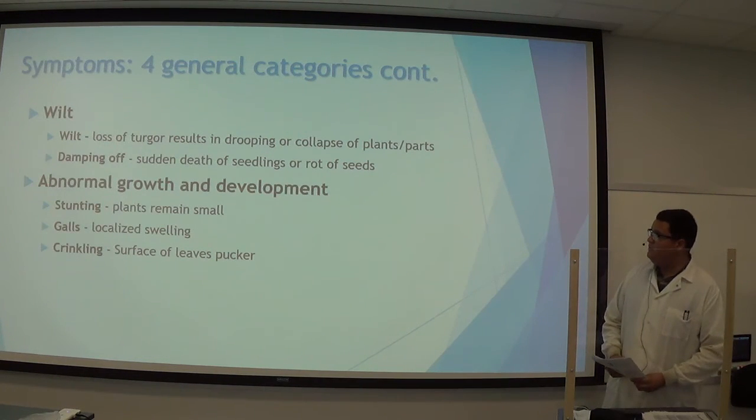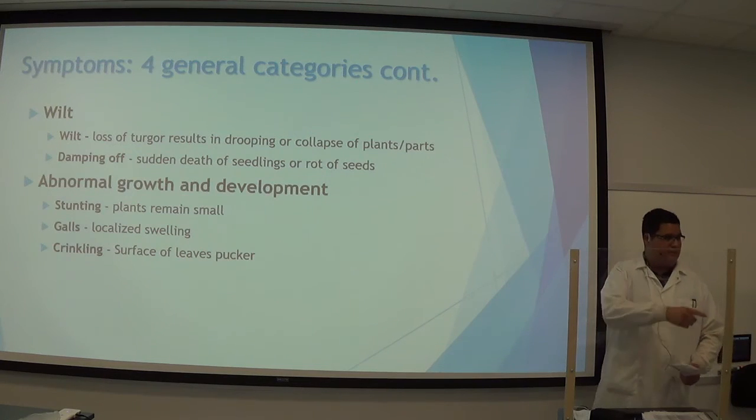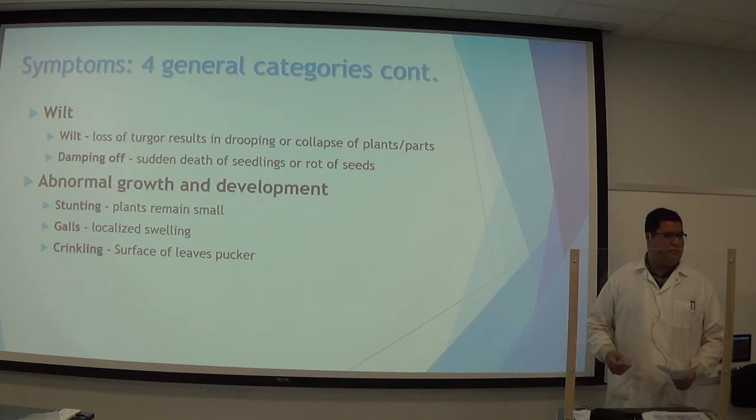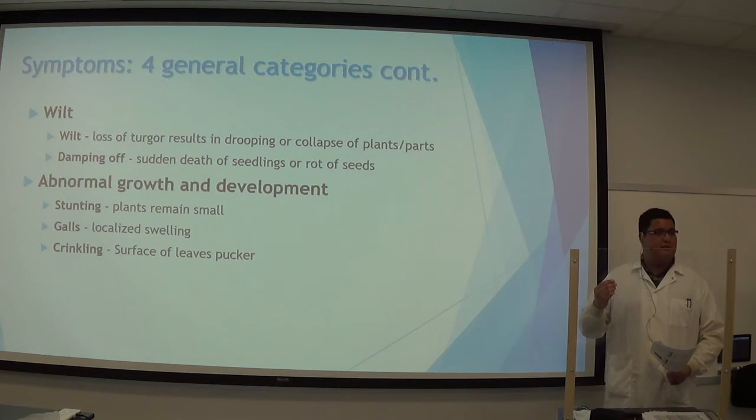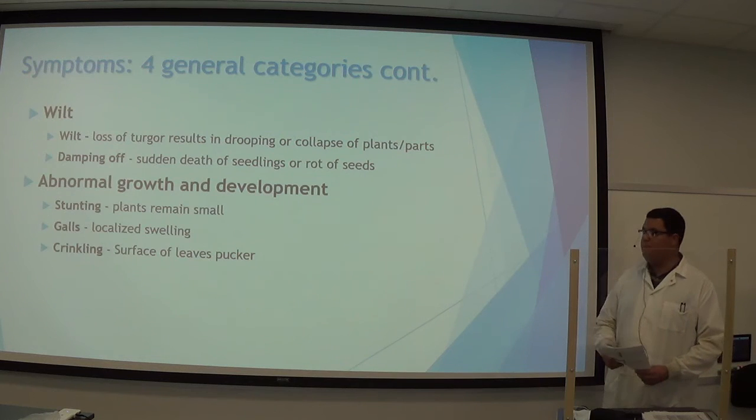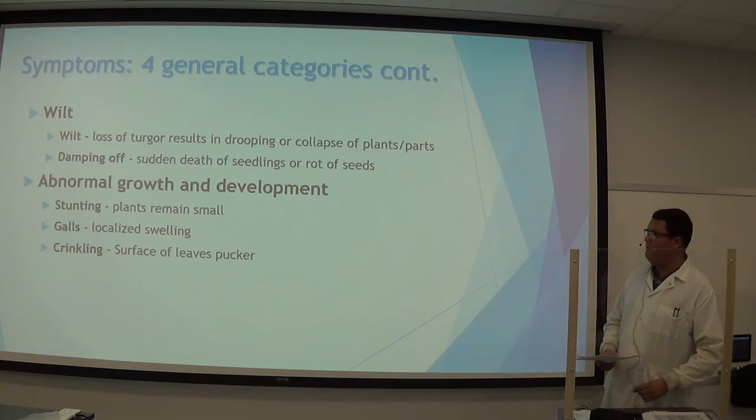We have wilt. Wilting, you can see some of the tomato plants that we have set up are wilting. Some wilting is caused by pathogens when they start to block and clog the xylem or the phloem inside of the plant cells, the plant body, I should say.